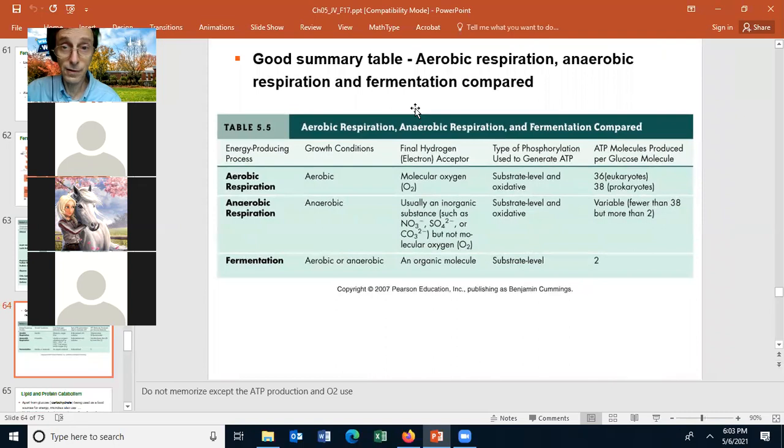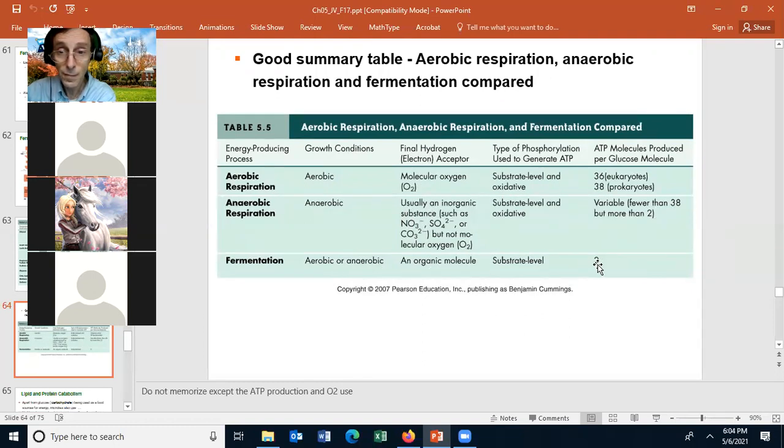A summary reaction of aerobic respiration, anaerobic respiration, and fermentation. Aerobic respiration is the most efficient at producing ATP. You can get up to 38 molecules of ATP in a prokaryotic cell per molecule of glucose. Oxygen is the final electron acceptor. In anaerobic respiration, the final electron acceptor is some molecule other than oxygen. You get fewer than 38 molecules of ATP, but more than 2 molecules of ATP.